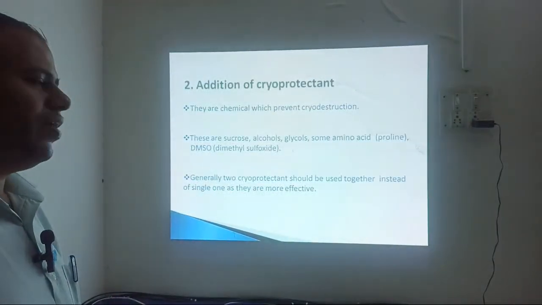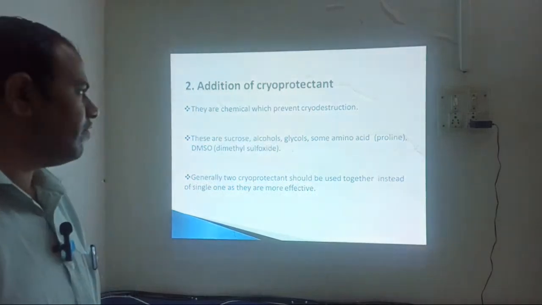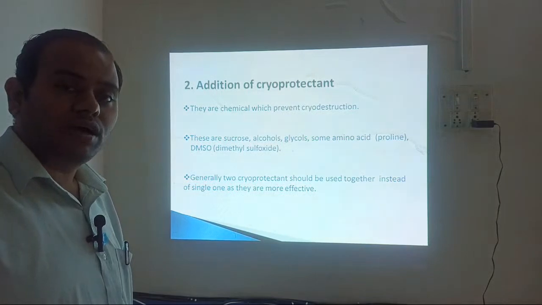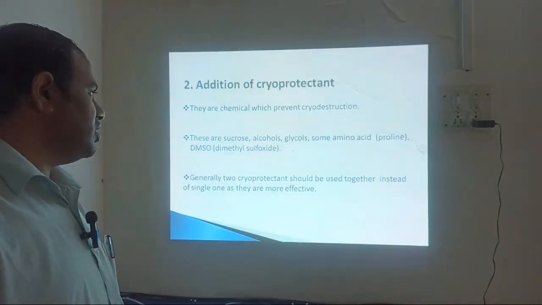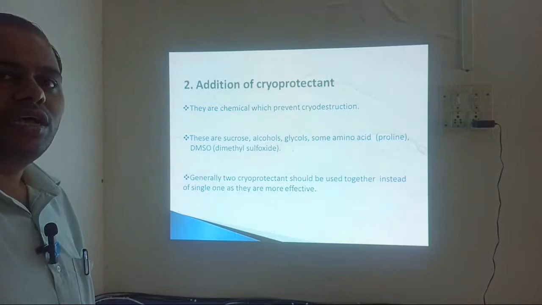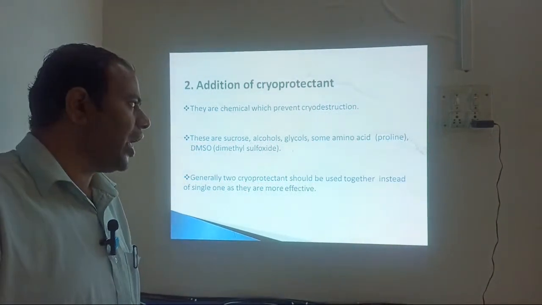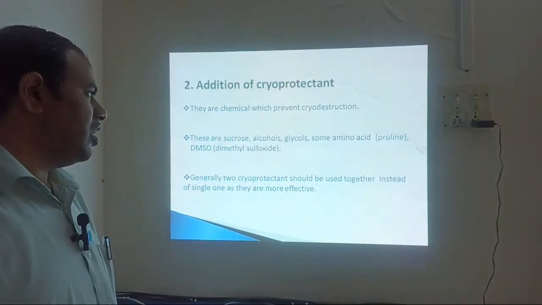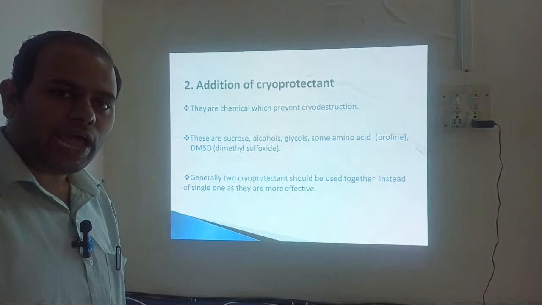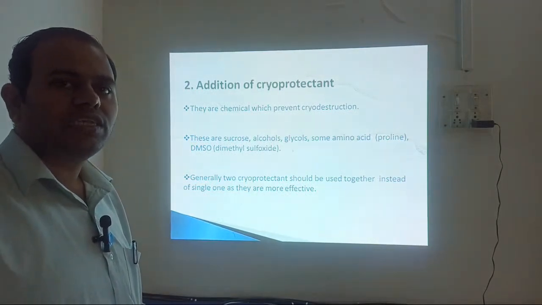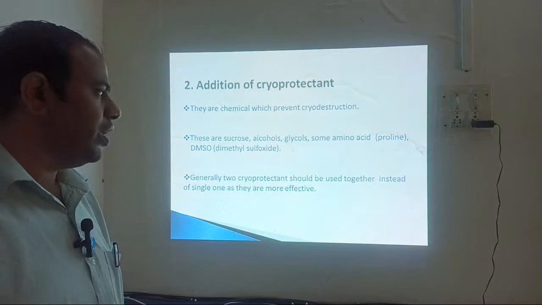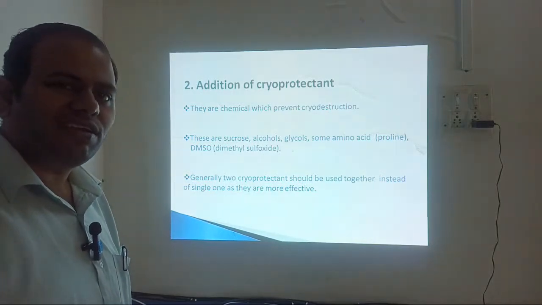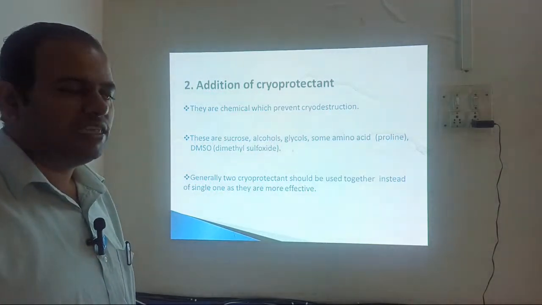Second step is the addition of cryoprotectant. There are different chemicals available that ensure the protection of these tissues while cryopreserving. First is sucrose, then alcohols. Certain glycols are there, for example, ethylene glycol. Certain amino acids, for example, proline, and DMSO, dimethyl sulfoxide. These kinds of chemicals act as cryoprotectants that protect your tissue while preserving it at a very low temperature. Generally two cryoprotectants are used at a single time because they are more effective.